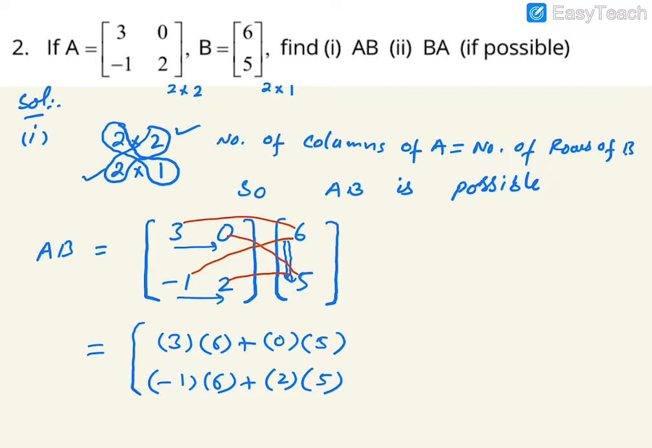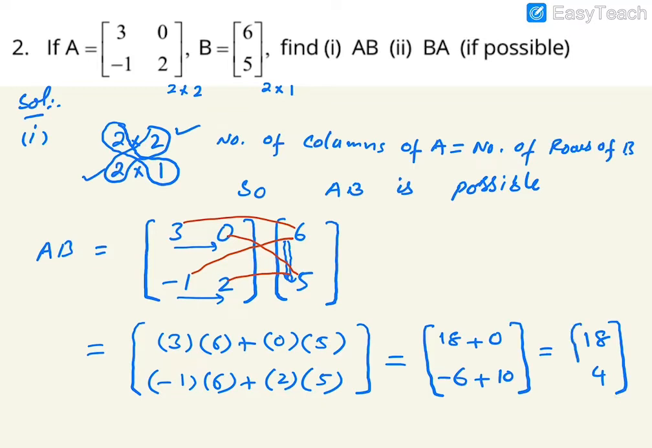So we will get 6 times 3 is 18, 5 times 0 is 0, 6 times minus 1 is minus 6 plus 5 times 2 is 10. So 18 plus 0 is 18 and minus 6 plus 10 is positive 4. What is the order of this product? 2 rows and 1 column. Here we have seen 2 rows and 1 column. So this is our answer. This is our AB.